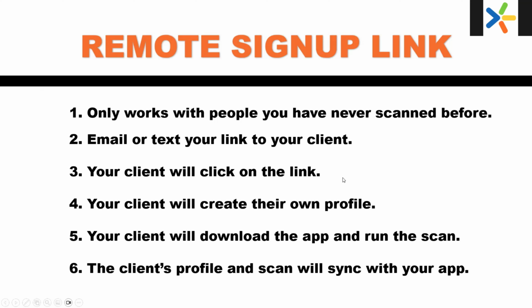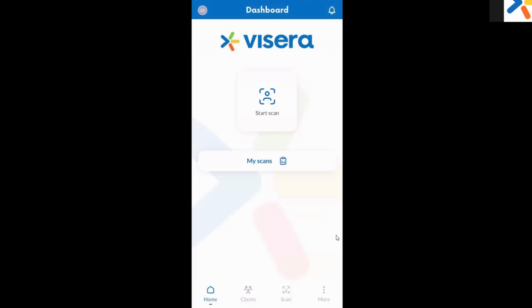Now I'm going to pull up the actual app and I'm going to show you how to perform these different scans. So let's go ahead and switch gears and pull up the app. All right, so now we're inside of the app and you're going to see that there's a button close to the top right below the Visera logo that says Start Scan.